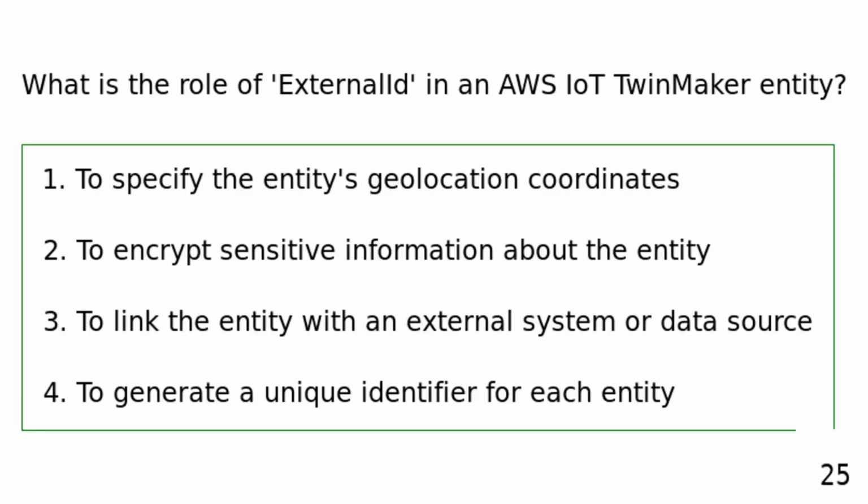What is the role of external ID in an AWS IoT TwinMaker entity? To specify the entity's geolocation coordinates. To encrypt sensitive information about the entity. To link the entity with an external system or data source. To generate a unique identifier for each entity.